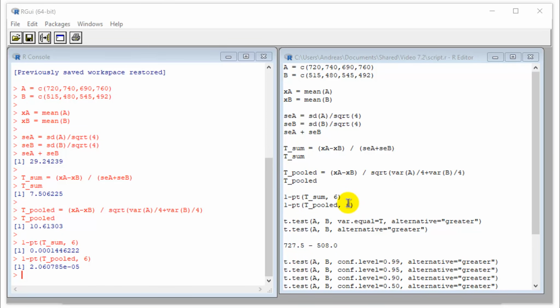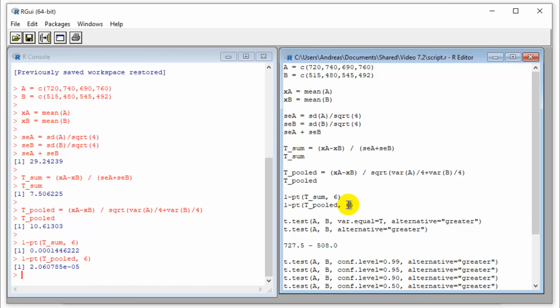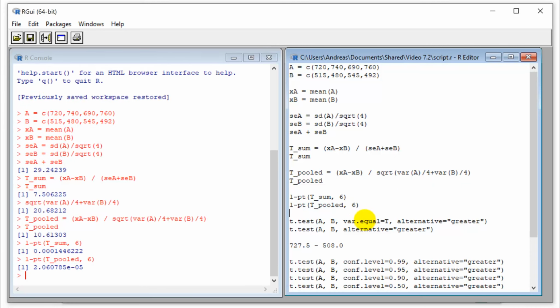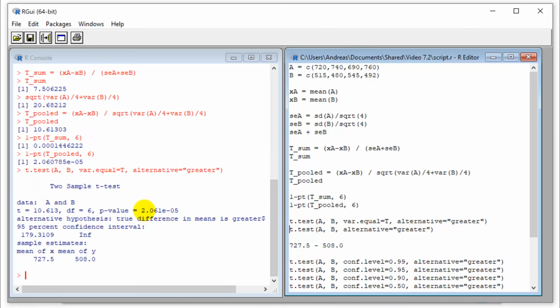And one more thing that's notable here is that we put in a degree of freedom of 6 in this particular case. Because for the pooled variance, we do have a combined 8 observations, but we also have 2 means that go into the calculation. So it's total number of samples n minus 2, and that would be 6. And let's see if our test actually works as advertised. Yep, same number, 2.061, and that's what we got for the pooled variance.